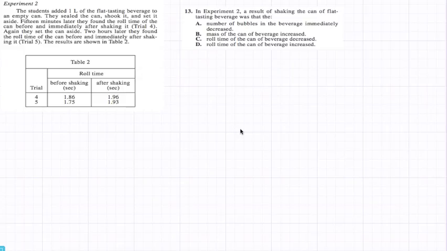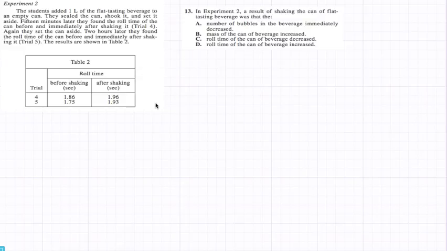The result of shaking the can of flat tasting beverage. So they sealed a can, shook it, and set it aside. 15 minutes later, they found the roll time of the can before and immediately after shaking it. That's trial 4. And again, they set the can aside. 2 hours later, they found the roll time of the can before and immediately after shaking it.